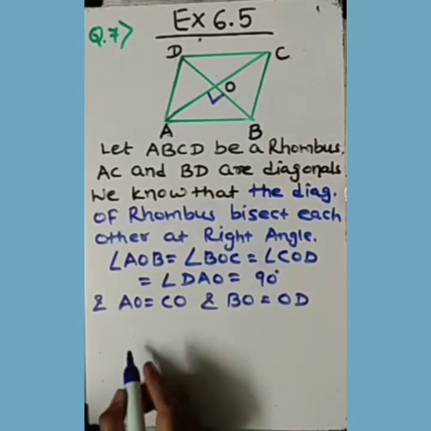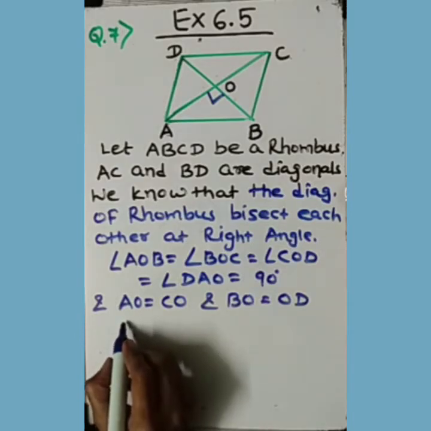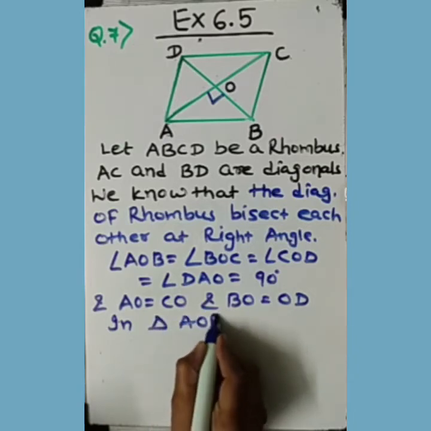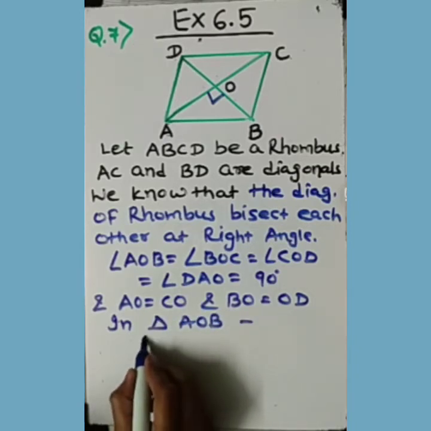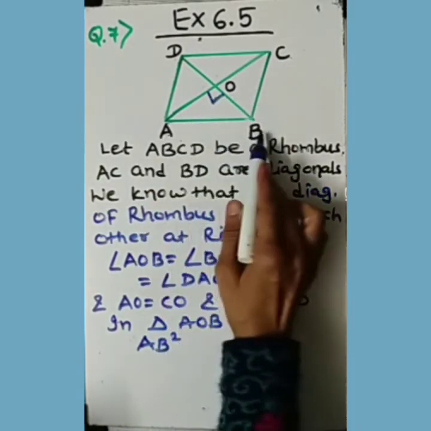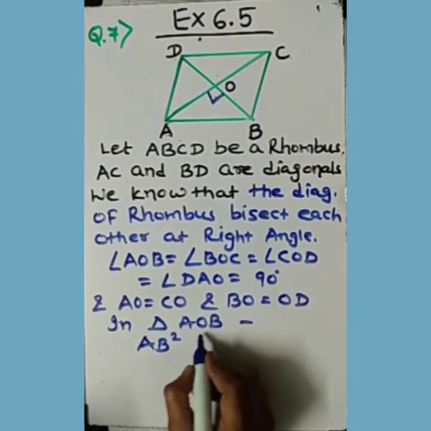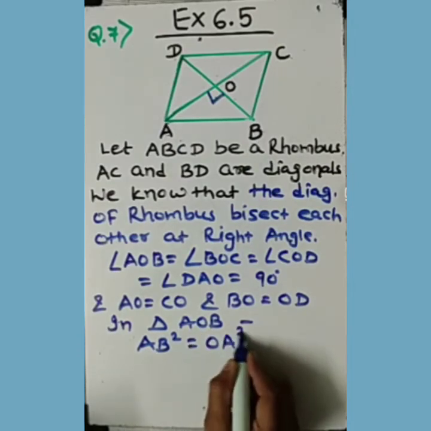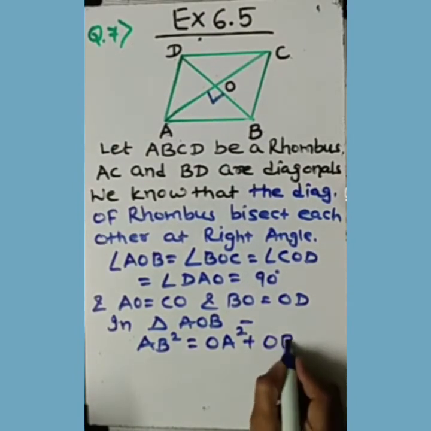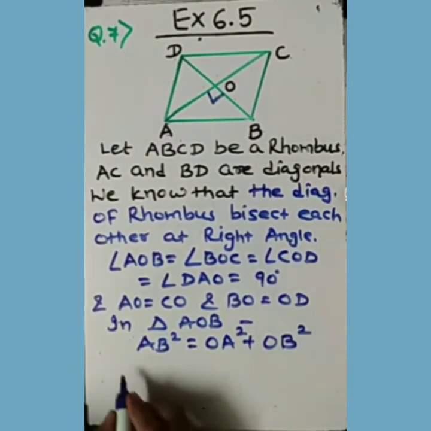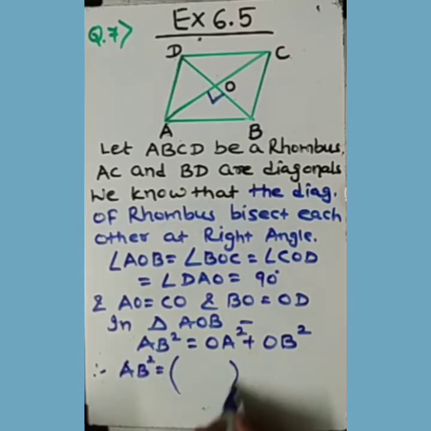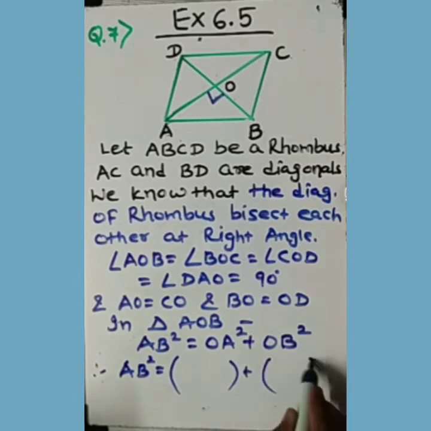So now we are applying Pythagoras theorem in triangle AOB. AB square, this will be the hypotenuse, the side opposite to this angle, so AB square will be OA square plus OB square. This we know. Therefore AB square equal to, now a very important result with us, let me mark it.